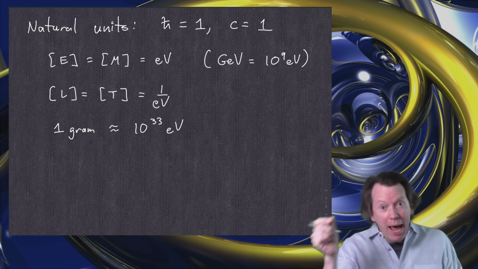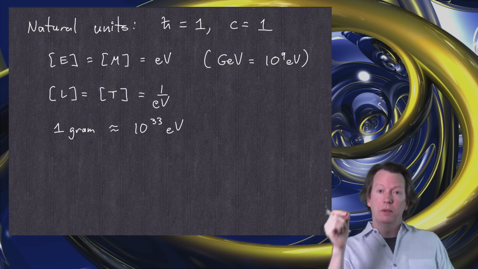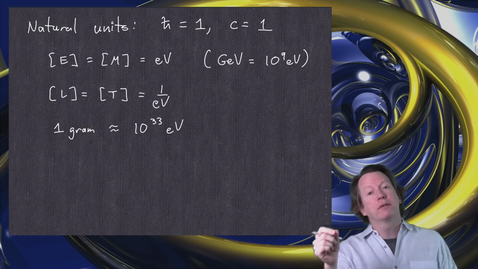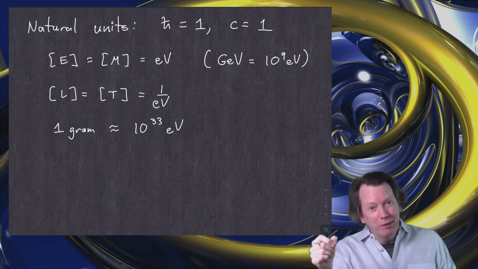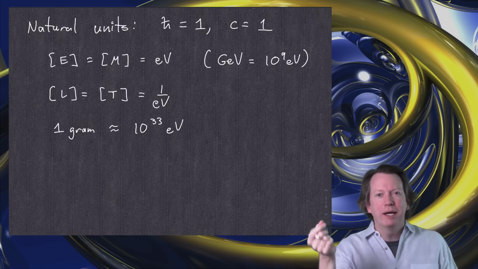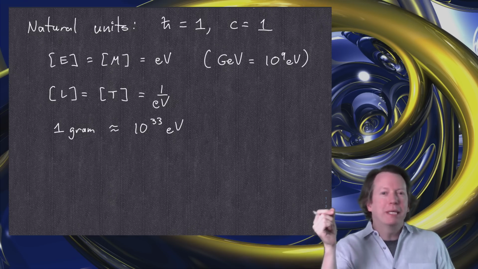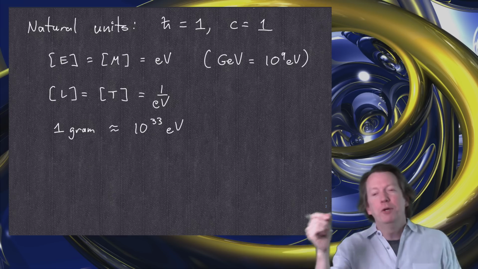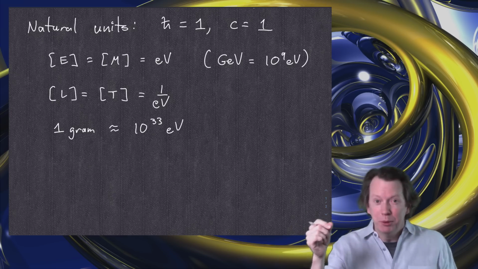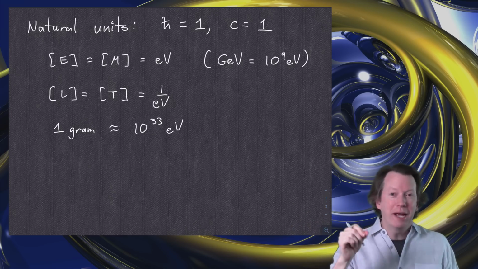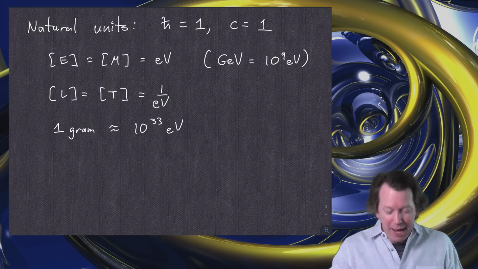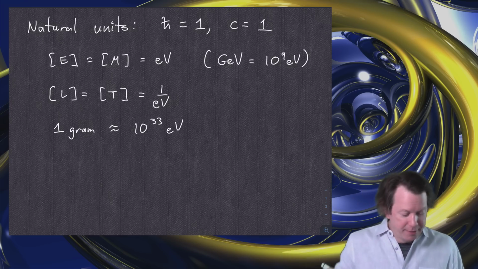So as a mass, 1 electron volt is really, really tiny, okay? 1 electron volt is 10 to the minus 33 grams, and grams are pretty tiny. A gram is the mass of 1 cubic centimeter of water. And a cubic centimeter is about 1/5 of a teaspoon for you Americans out there. So a gram is a very tiny amount of mass. Electron volts are much tinier than that.